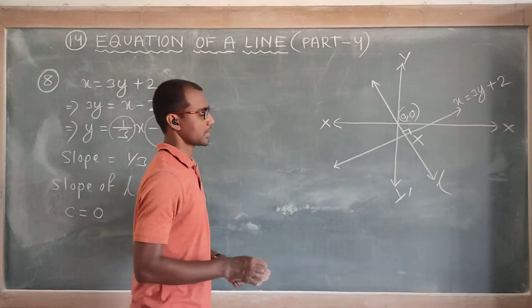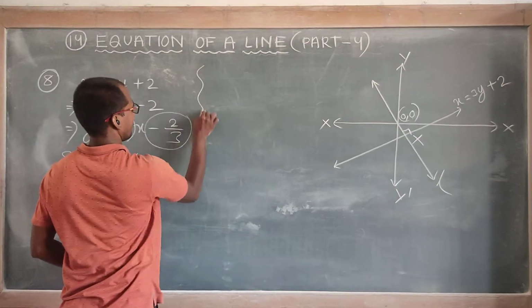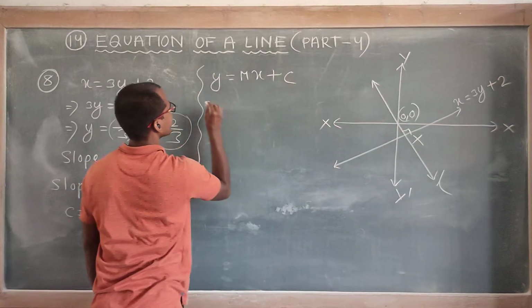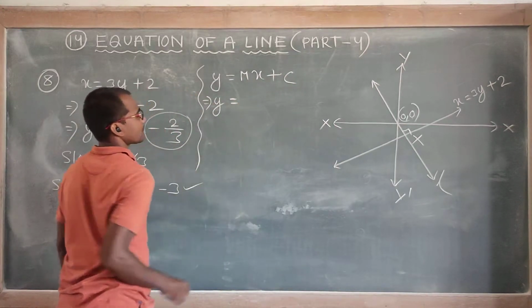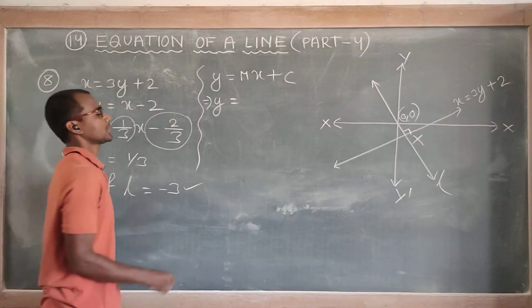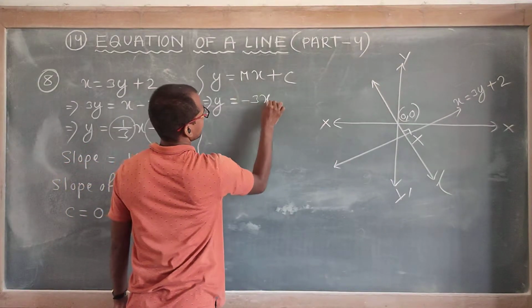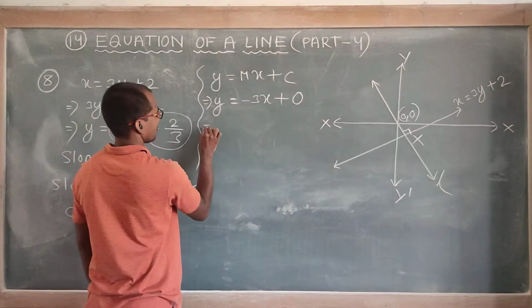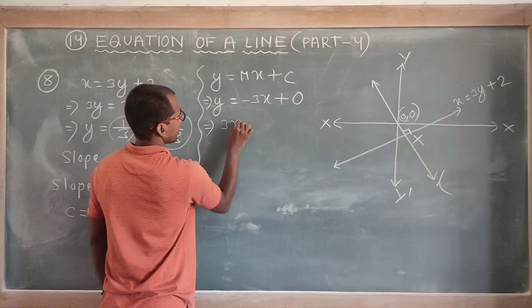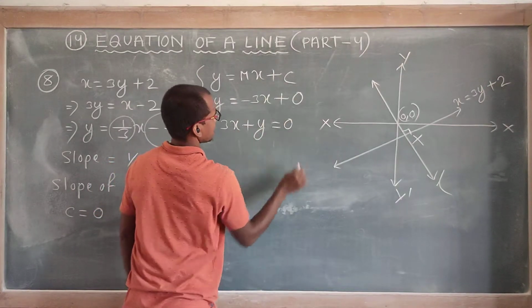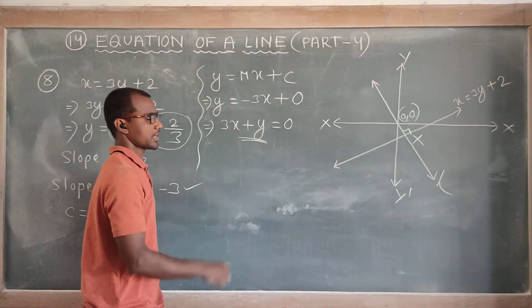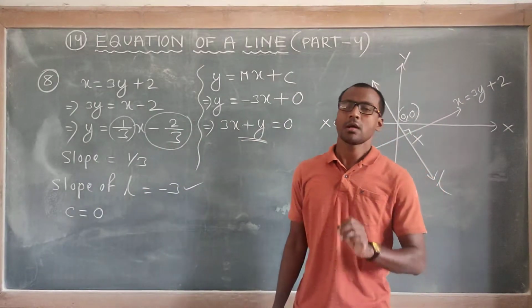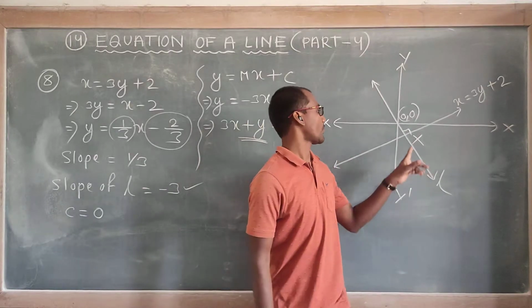So let us find the equation of the line L. y is equal to mx plus c. What is the slope? m is minus 3, so y = -3x + 0. c is 0, as you can see. So 3x + y = 0. This is the equation of this line L. We got the equation. Now we will find the coordinates of the point X.